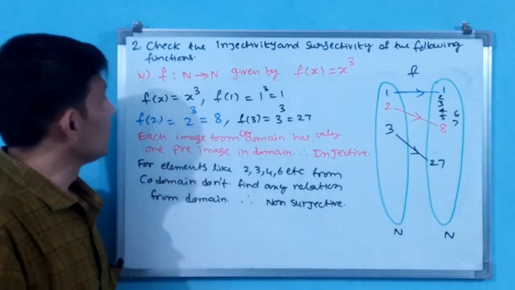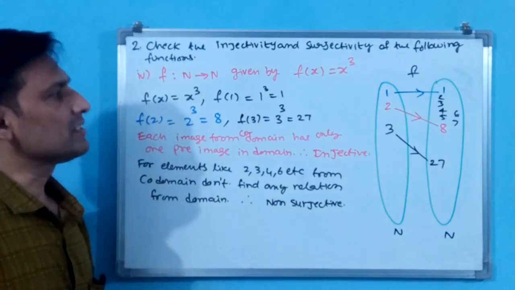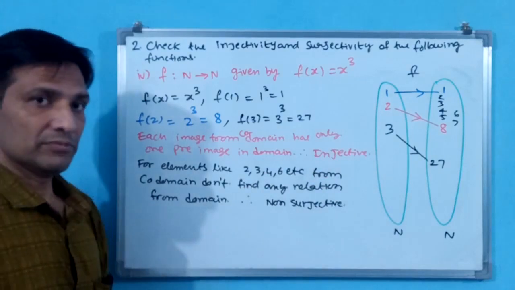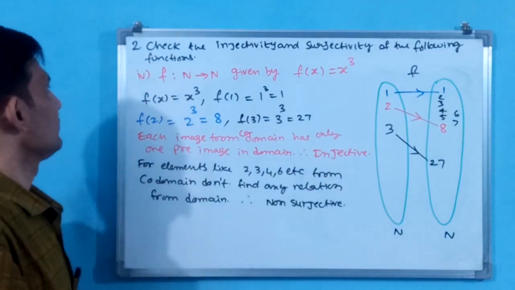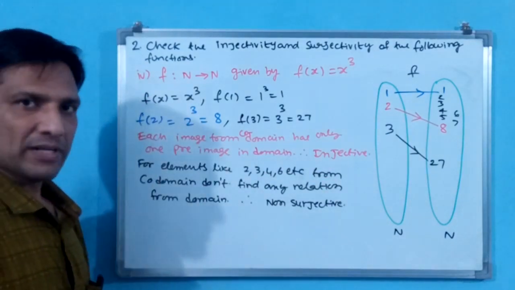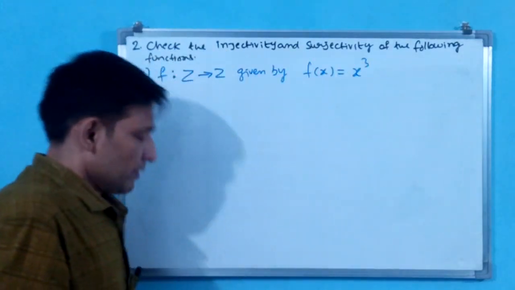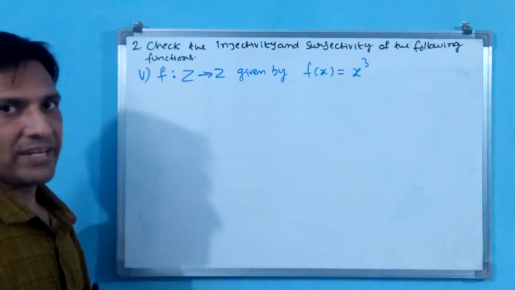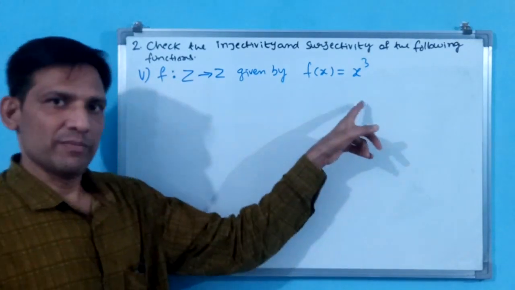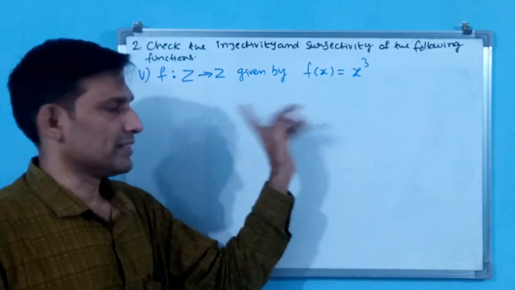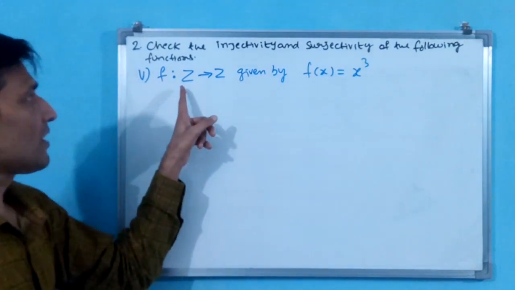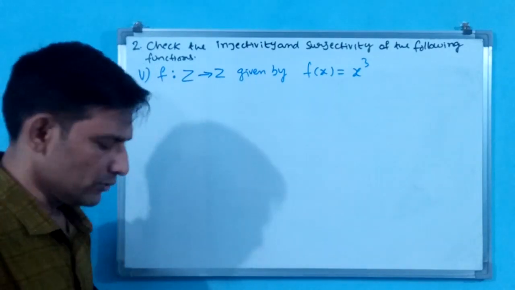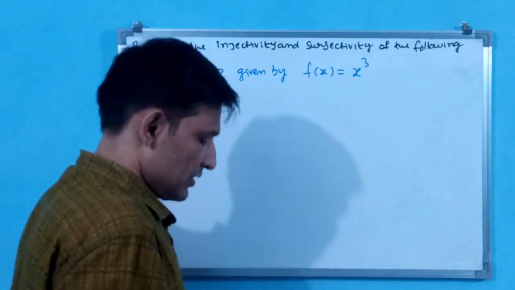Okay, this is non-surjective. Why? Because several elements are left, but this is injective. Injective but not surjective. Now we finished the fourth part. We go for the fifth part. Okay, now we see the fifth part of the second question. The function is the same, x cube, like the earlier fourth part. But earlier natural numbers were there, now integers are given. Let us see integers also, then we go for injectivity.